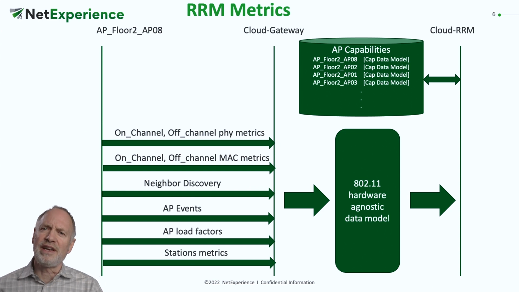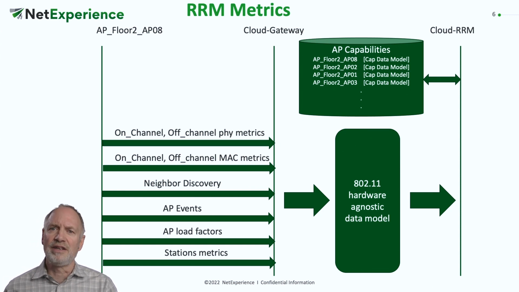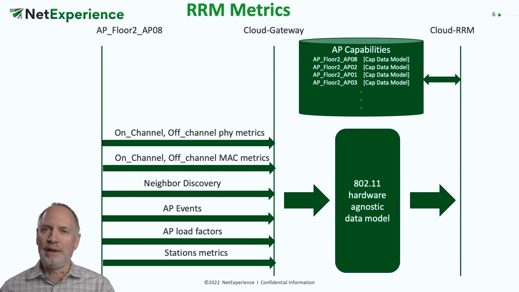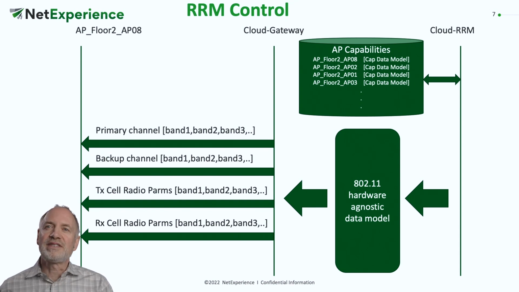The cloud uses an 802.11 hardware agnostic data model. So the algorithm presented in the cloud for RM used this abstraction model in combination with the AP capability database to understand the specifics of every AP and relate it to the different metrics received from that AP per AP model.